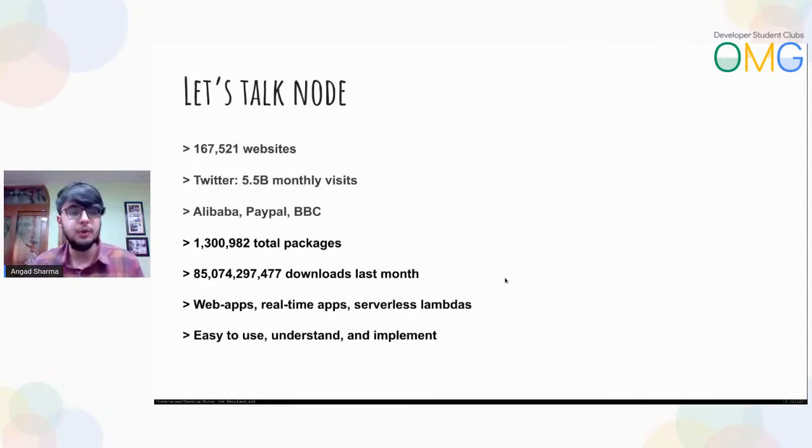As you can see, there were about 85 billion downloads of NPM packages only last month. And Twitter uses Node.js, which gets about 5.5 billion monthly visits, and websites like Alibaba, PayPal, and BBC all use Node.js. The reason I took some time to talk about Node is because I keep getting doubts about whether Node.js is going to replace Deno or something like that.